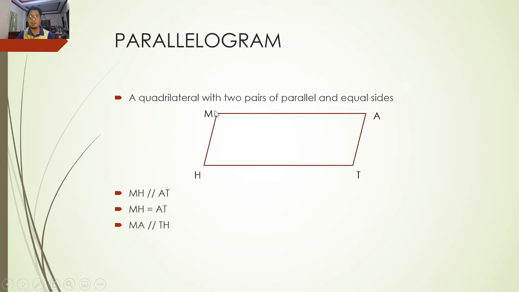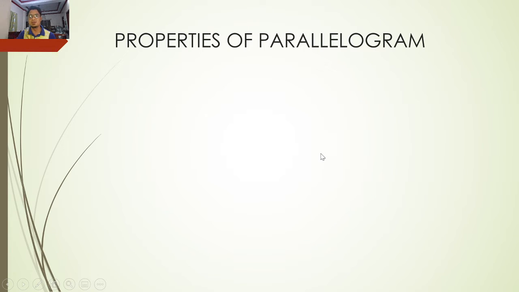Isa pa, MA, ito, is parallel to TH. Ayun sa baba. So parallel sila, kahit extend mo sila hanggang doon, extend mo sila hanggang doon, hindi po sila magmi-meet. Hindi sila mag-intersect. And in like manner, these two sides are equal in measurement. So kung ito ay 15, yung MA ay 15, ito 15 din. Kung itong MH ay 6, itong AT, 6 din yung sukat niya. Equal sila. Okay?